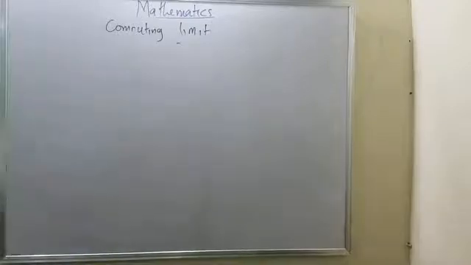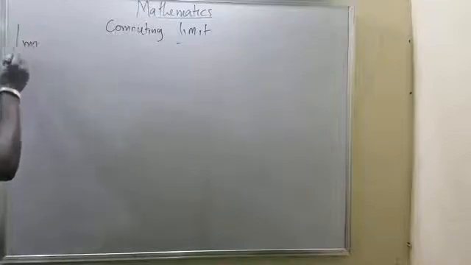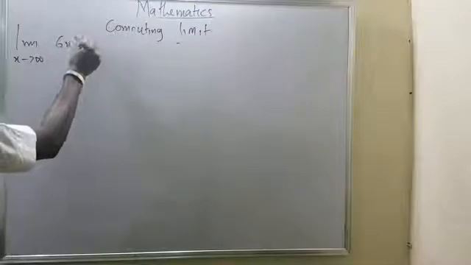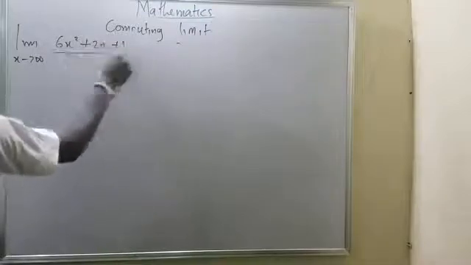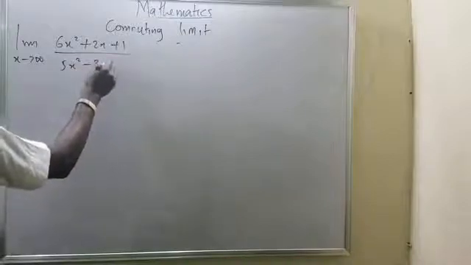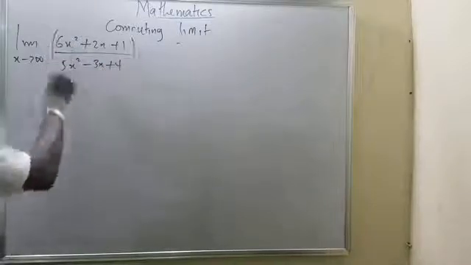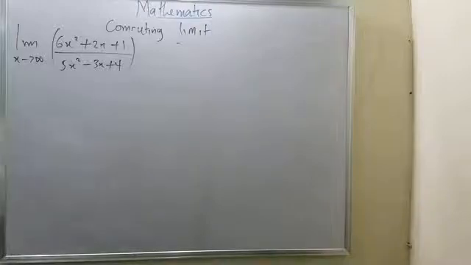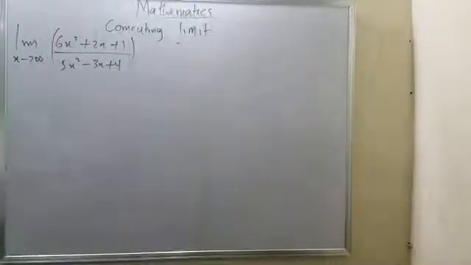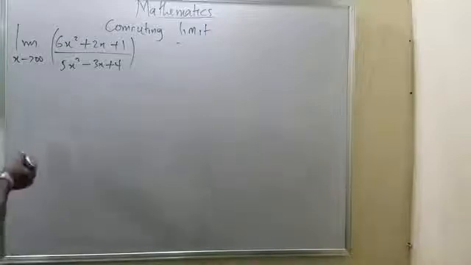Now, before we run out of time, I have the limit as x tends to infinity of (6x squared plus 2x plus 1) divided by (5x squared minus 3x plus 4). Now, I want to find the limit of this function. I don't know what I can do. I can't factorize. I can't do anything. 2 and 3, no. 6 and 2, no. I cannot go, it means I'll go this way.